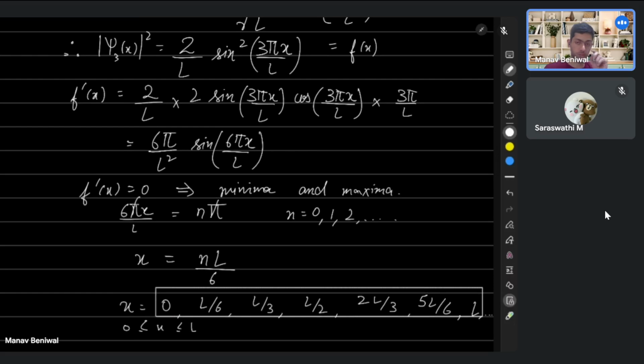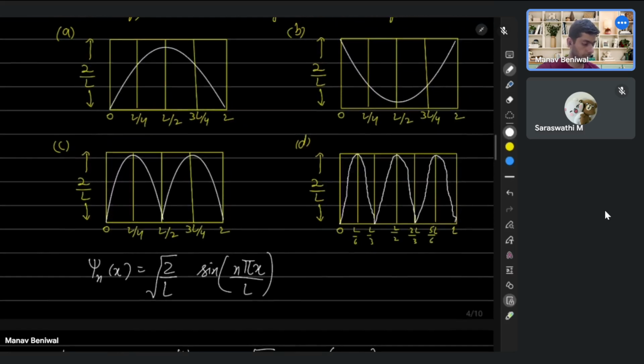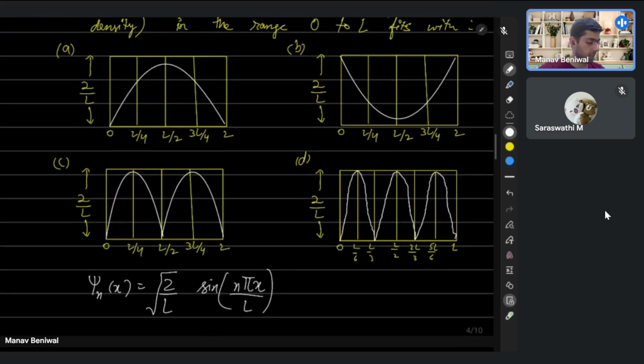Now if we look at our plots, we see clearly that option D matches with our values, because here we can see that it is minimum at 0, maximum at L over 6, again minimum at L over 3, and so on, which is not true for the rest of the options.